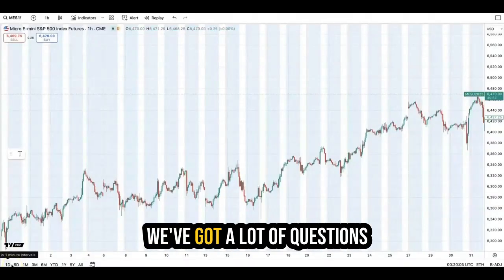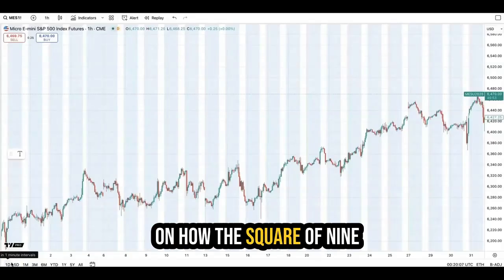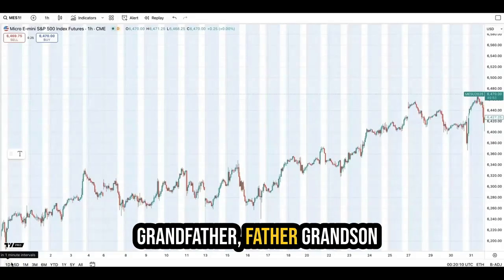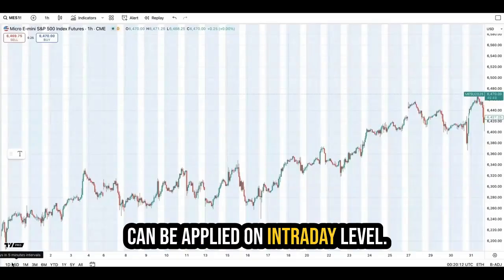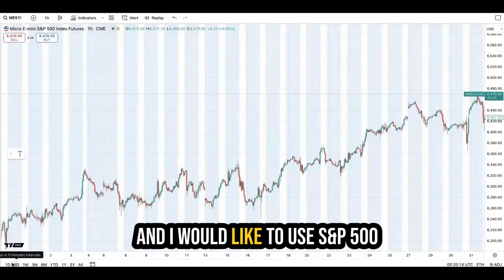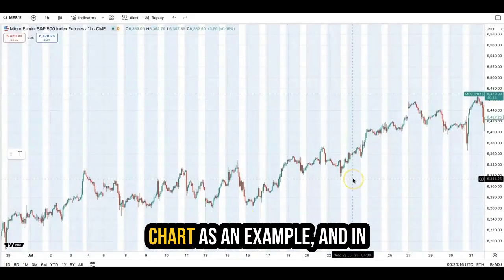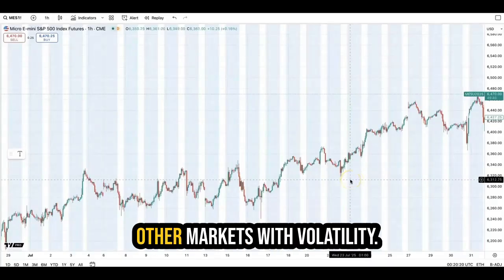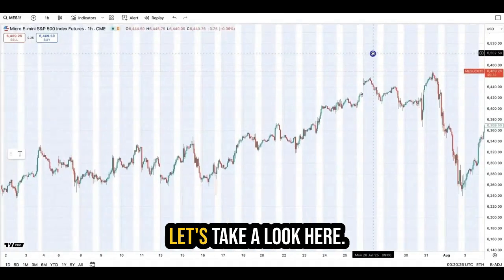We've got a lot of questions on how the Square of 9 grandfather, father, grandson can be applied on an intraday level. And I would like to use the S&P 500 chart as an example. In fact, it can be applied on any other markets with volatility. Let's take a look here.